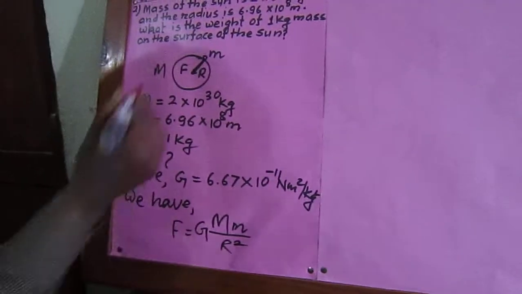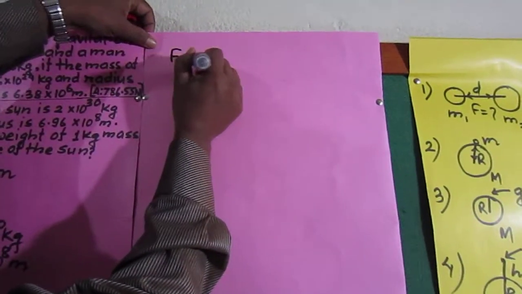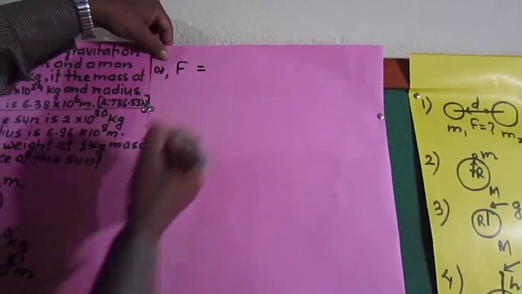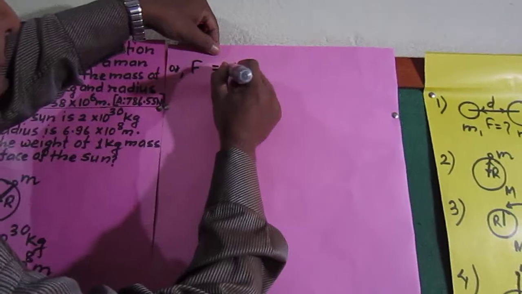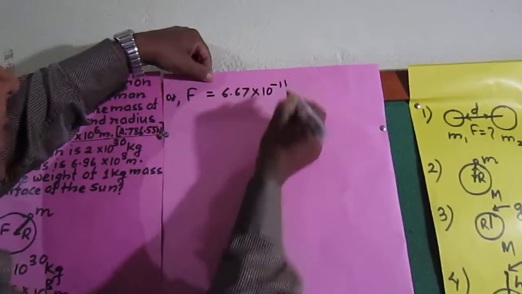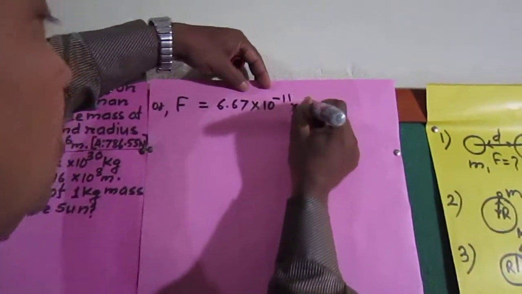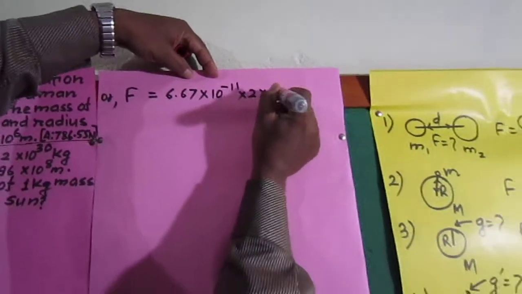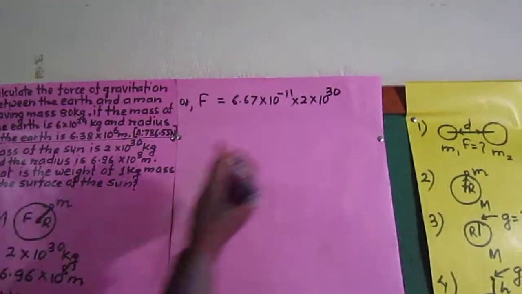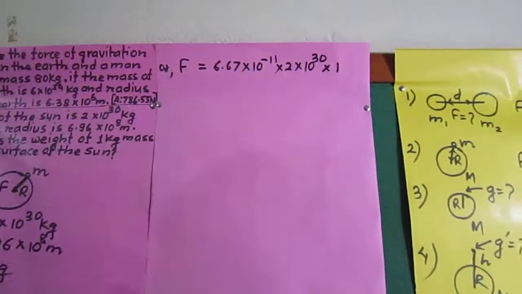Now, I'm going to put the values here. F is equal to capital G, which is 6.67 into 10 to the power minus 11. Now capital M is 2 into 10 to the power 30 kg. This is the mass of the sun. And small m, that is the mass of the body lying on its surface, is 1 kg. That's why 1 is written.